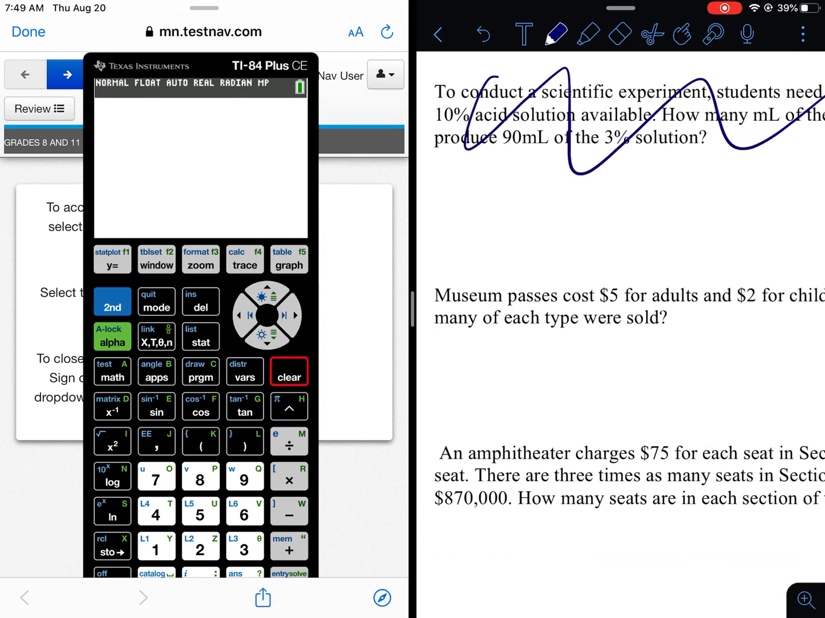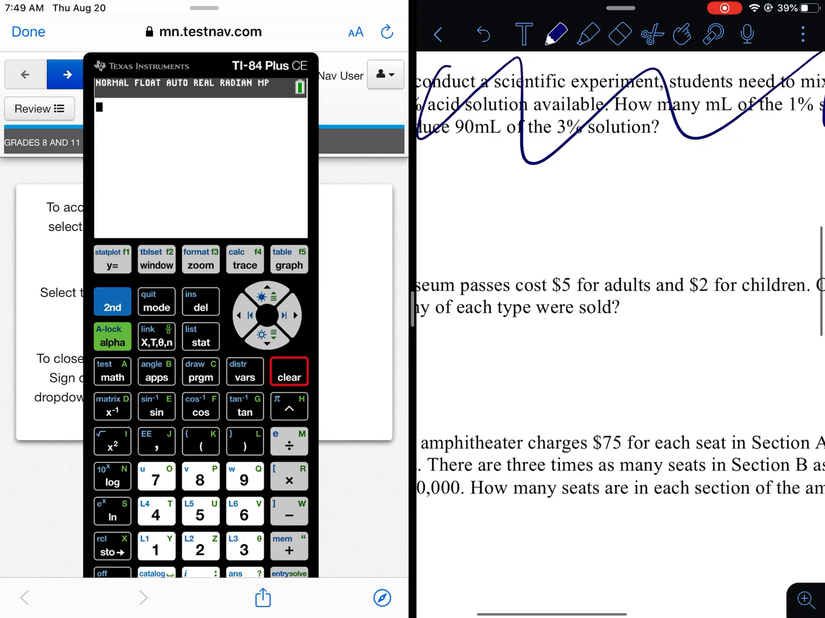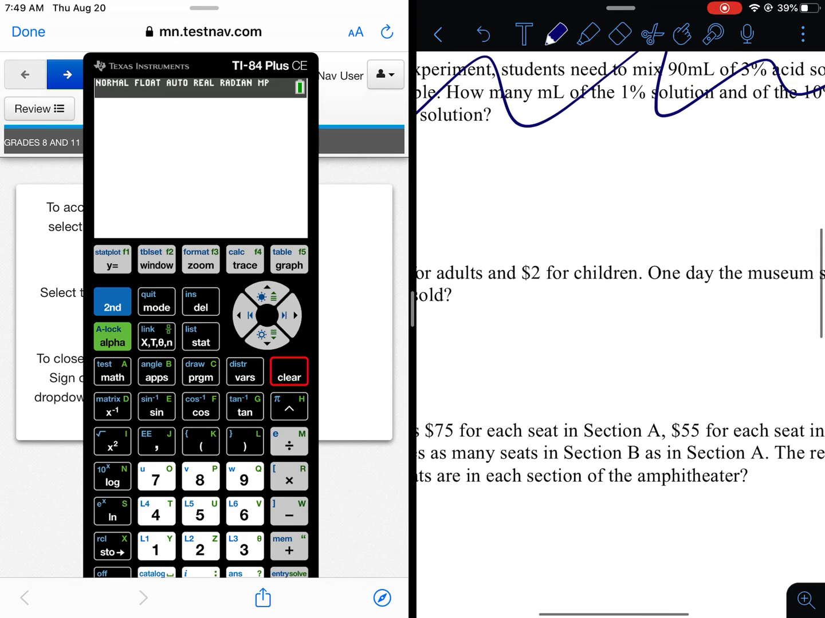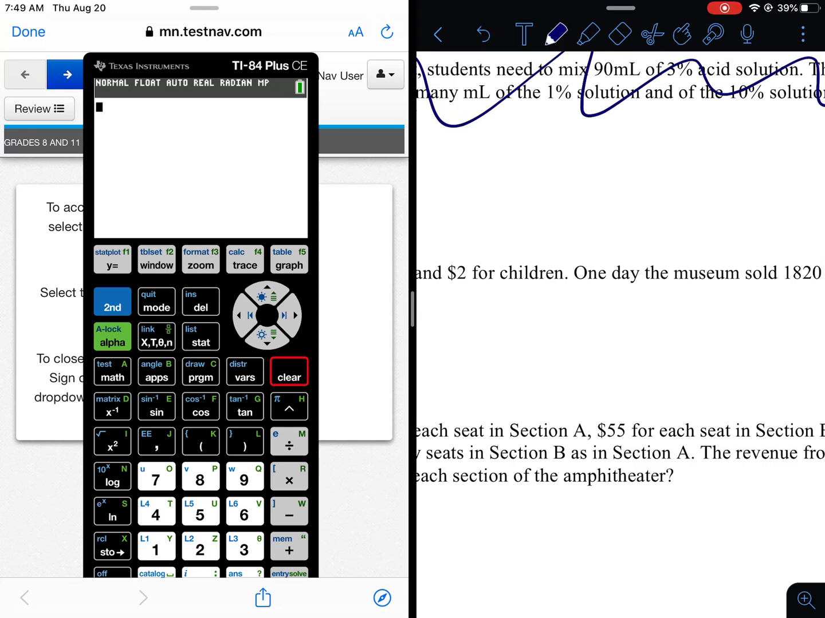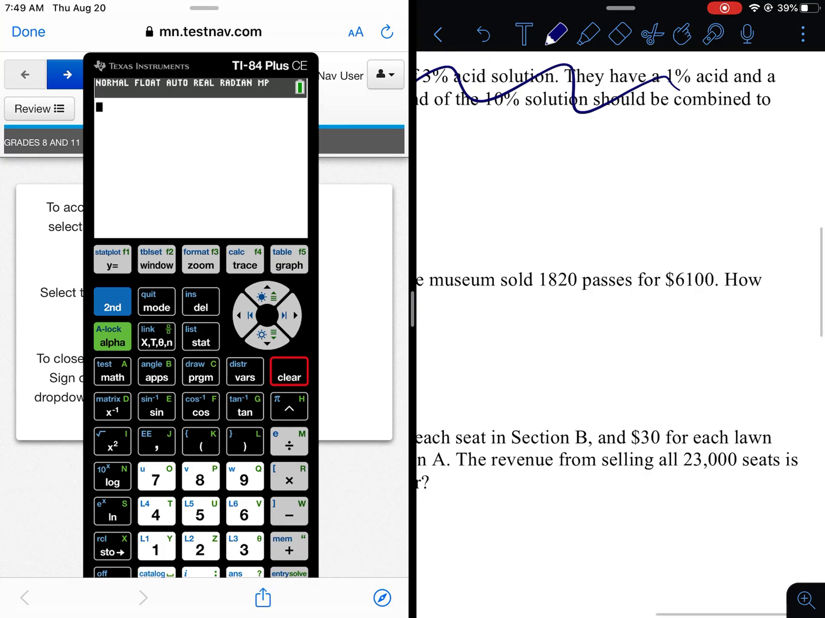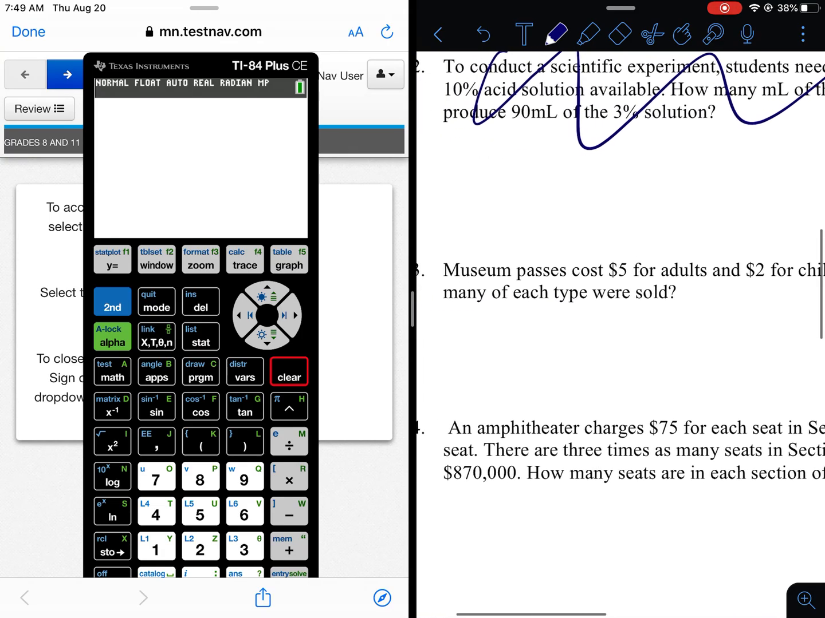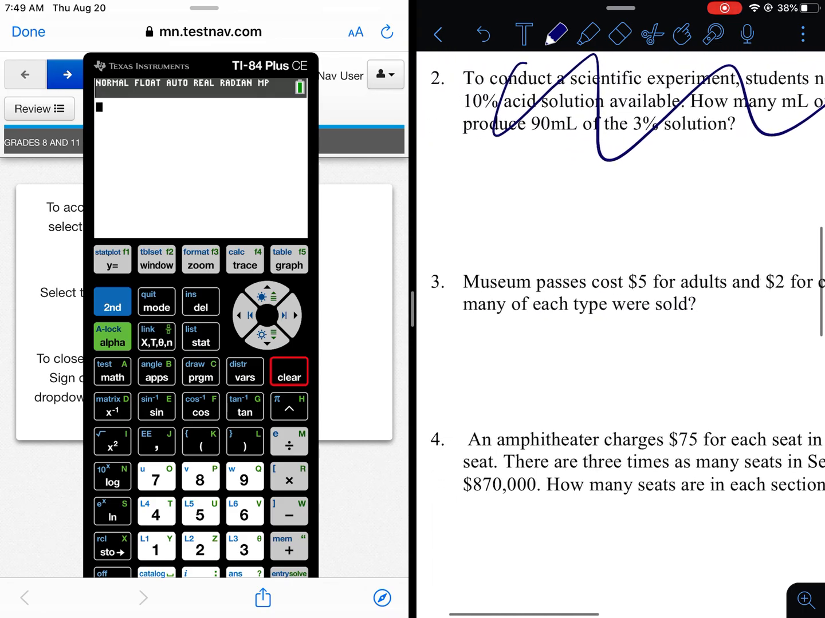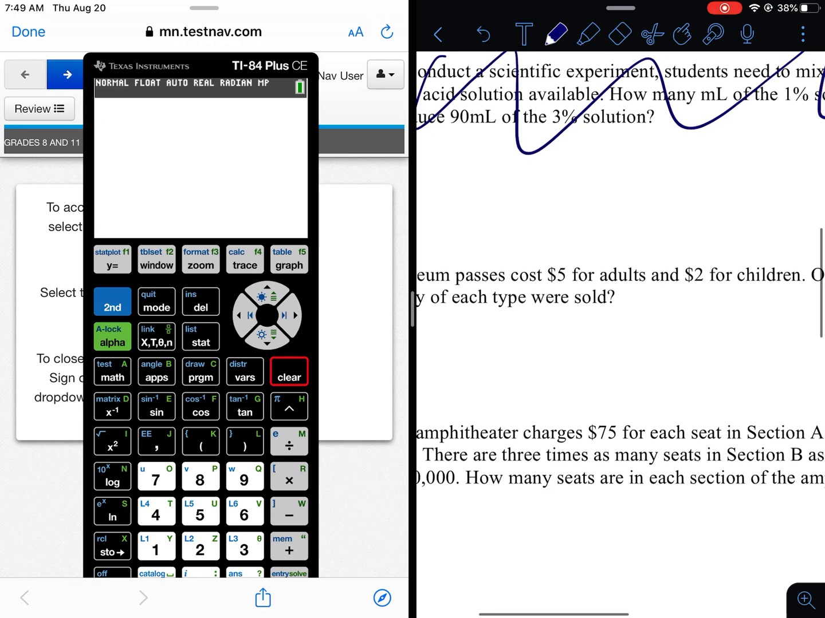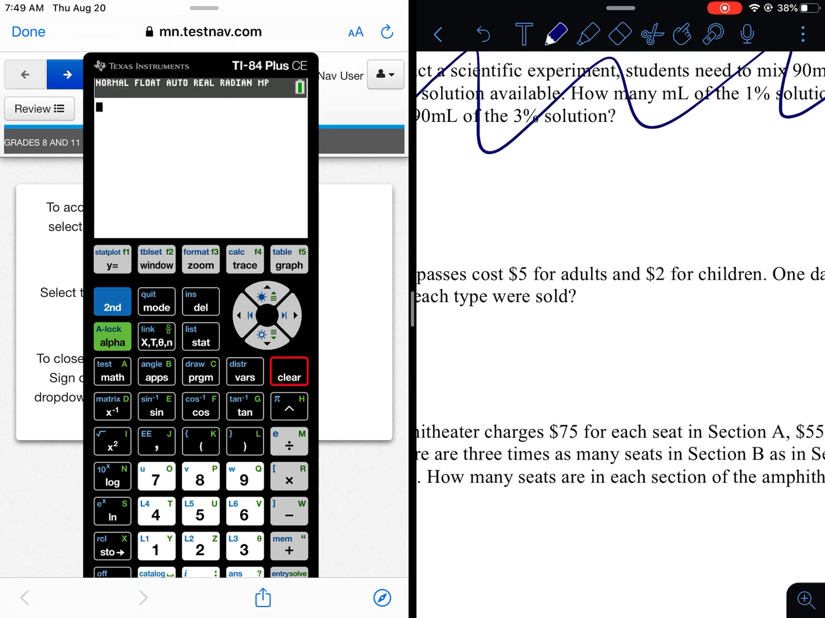When you're doing number 3 here, you'll see museum passes. Museum passes cost $5 for adults and $2 for children. One day, the museum sold 1,820 passes for $6,100. How many of each type are sold? This is a standard word problem, ticket sales, stuff like that. You did this in Algebra 1, but basically you set up the equations.